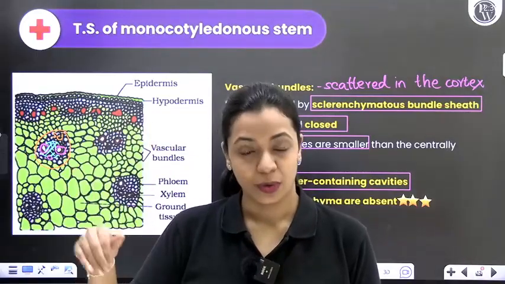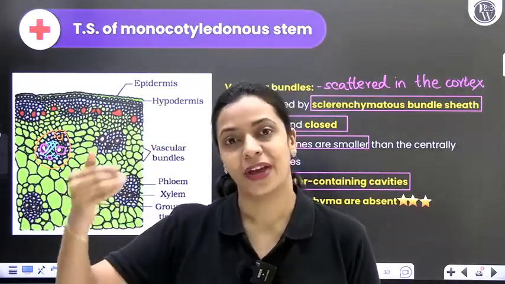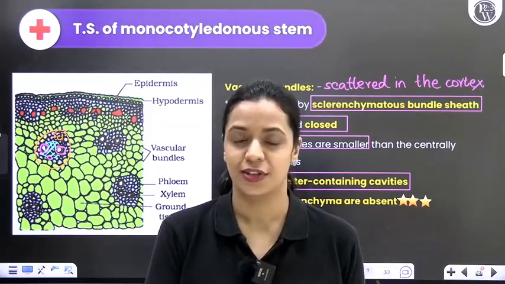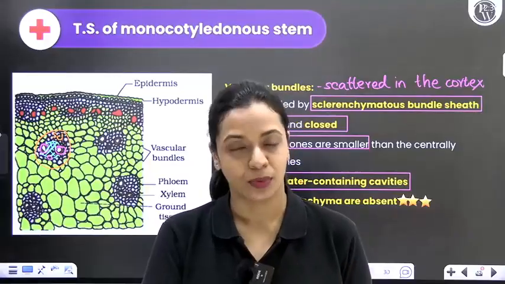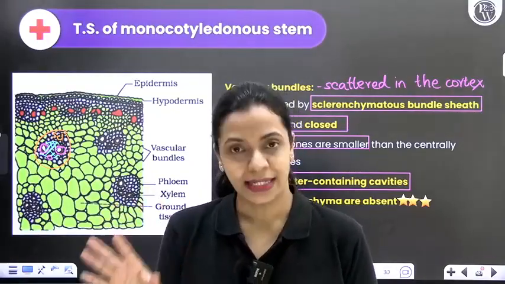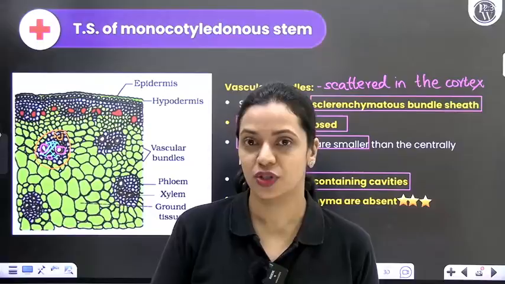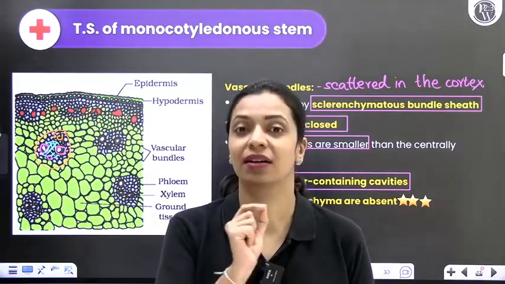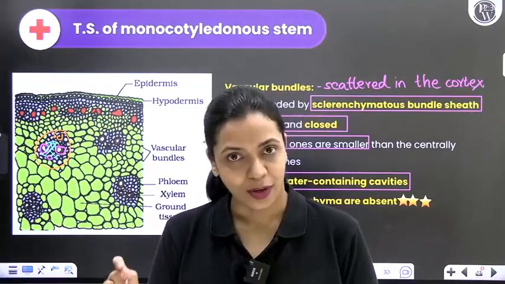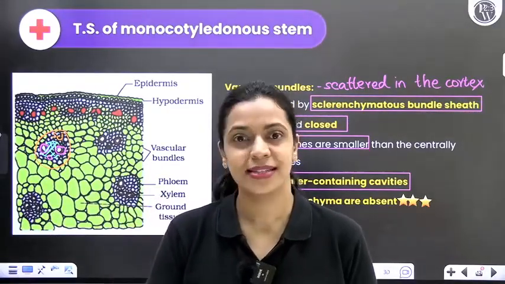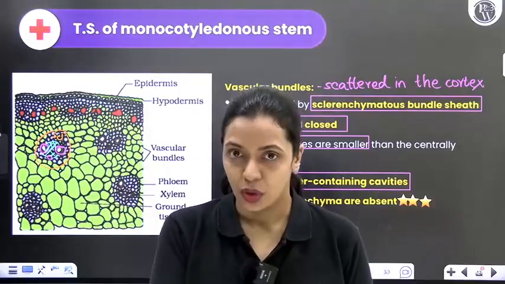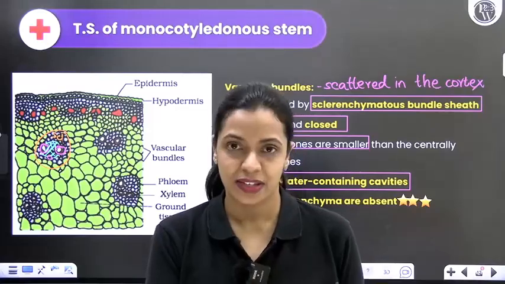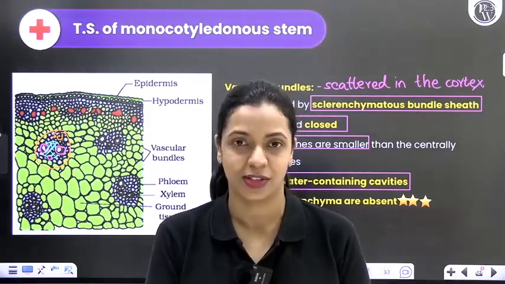In dicot stem, you have a clear differentiation of endodermis and pericycle. In monocot stem, you do not have a clear differentiation between endodermis and pericycle. In dicot stem, vascular bundles are arranged in the form of a ring. In monocot stem, vascular bundles are scattered in the cortex. In dicot stem, the size of the vascular bundles is nearly the same. In monocot stem, the size of the vascular bundles varies. At the center, you will find larger vascular bundles. Towards the periphery, you will find smaller vascular bundles.